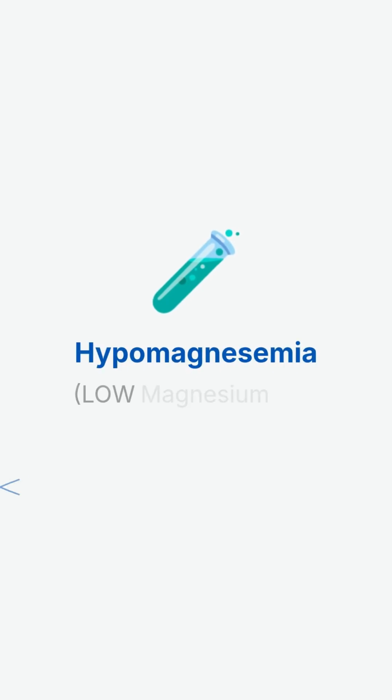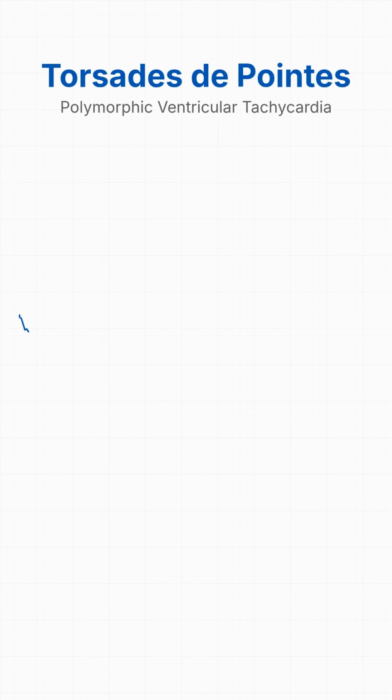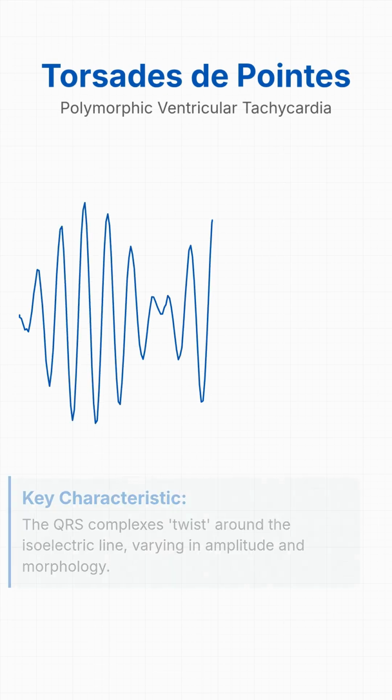Wait, we can't forget the sneaky electrolyte, magnesium. Remember, magnesium controls neuromuscular stability. It's like the sheriff in town keeping everything in line. When magnesium is low, the sheriff is gone and things get wild. You'll see increased excitability, tremors, and even dangerous heart rhythms like torsades de pointes. On the ECG, look for that characteristic twisting of the points.